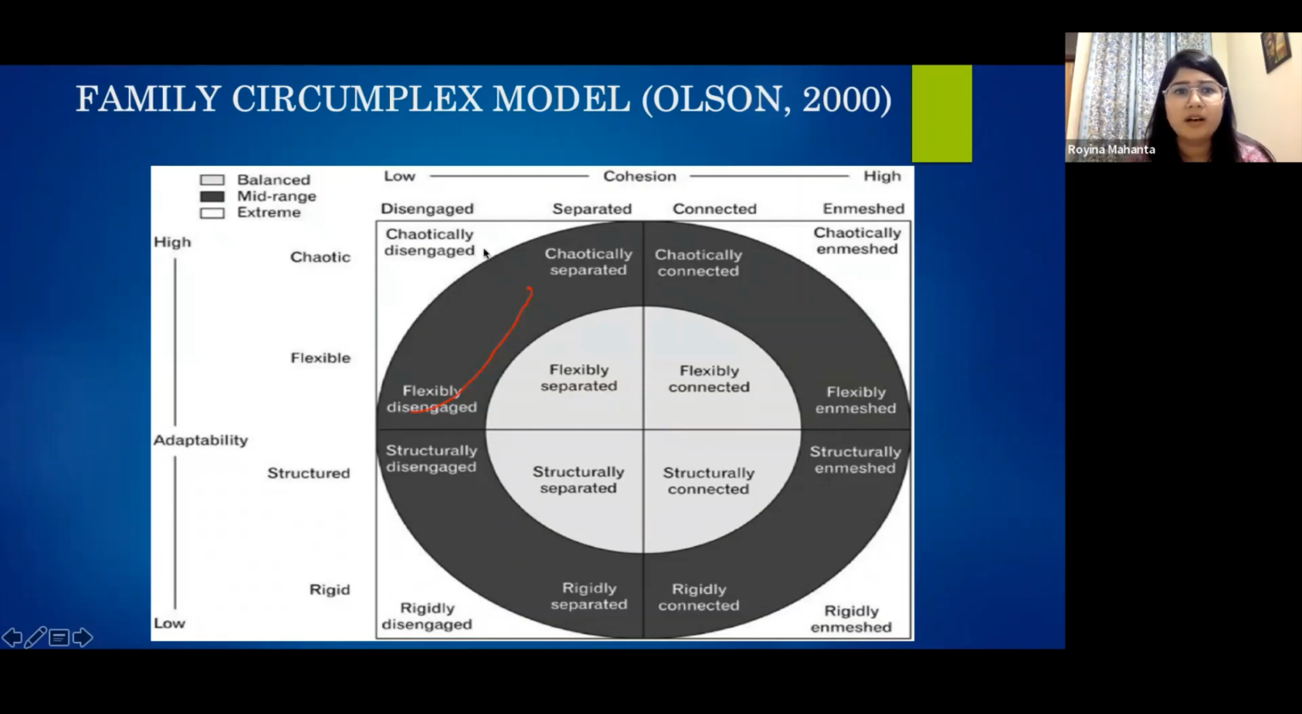So like you can see, this is balanced, this is mid-range, and this is extreme. So the extreme ones are not healthy, and the balanced ones are what one should aspire to be like. So these are possibly the healthy dimensions. So I'll also be sharing in my references for further reading materials about this particular model. So if you want to understand the concept of cohesiveness in greater detail, this family circumplex model explains it very well.